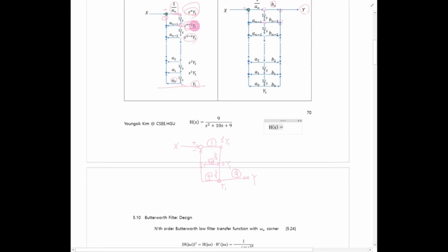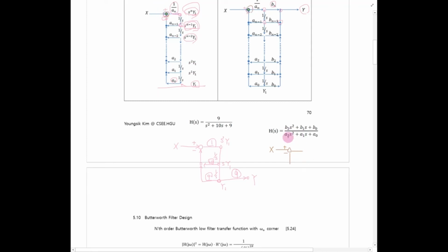It's (b2 s squared plus b1 s plus b0) over (a2 s squared plus a1 s plus a0). Okay, so this should be second order. Okay, like that. The second order lattice structure can be drawn here this way. Okay, this one is a subtraction. Every node is adding except this node. So it is specified with those symbols.